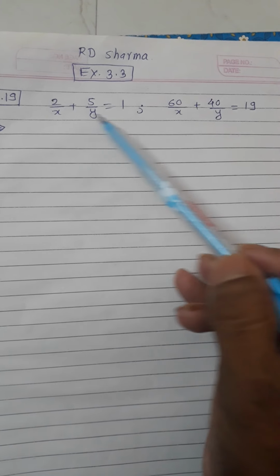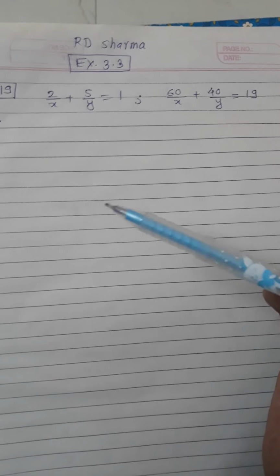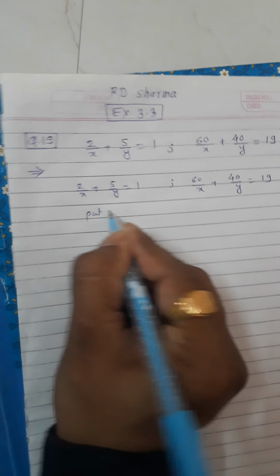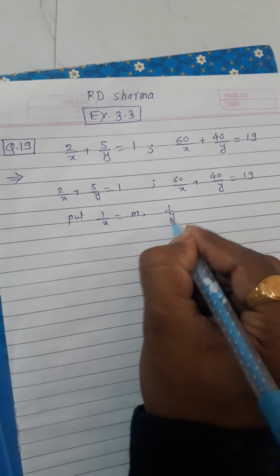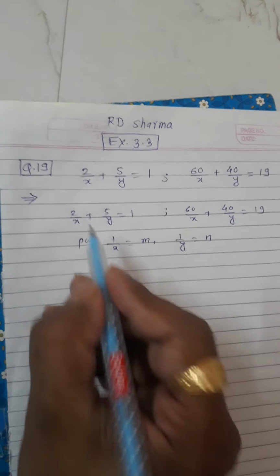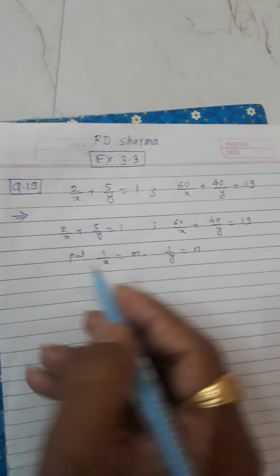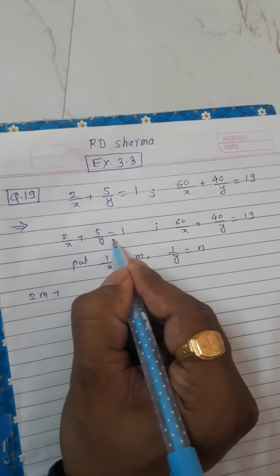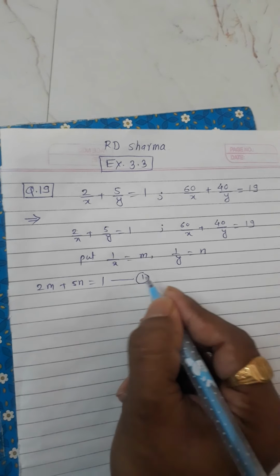So the common part of both equations is 1 by x and 1 by y. Put 1 by x is equal to m and 1 by y is equal to n. So the first equation becomes 2 by x means 2 into 1 by x, and 1 by x is equal to m. So it becomes 2m plus 5 by y means 5 into 1 by y, and 1 by y is equal to n. So it becomes 2m plus 5n is equal to 1. Write this as equation number 1.